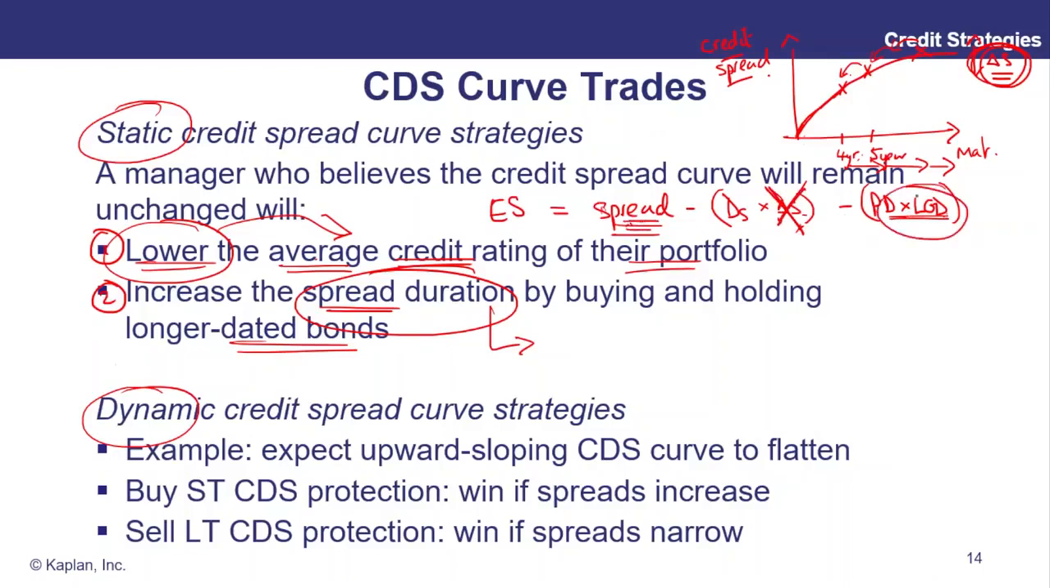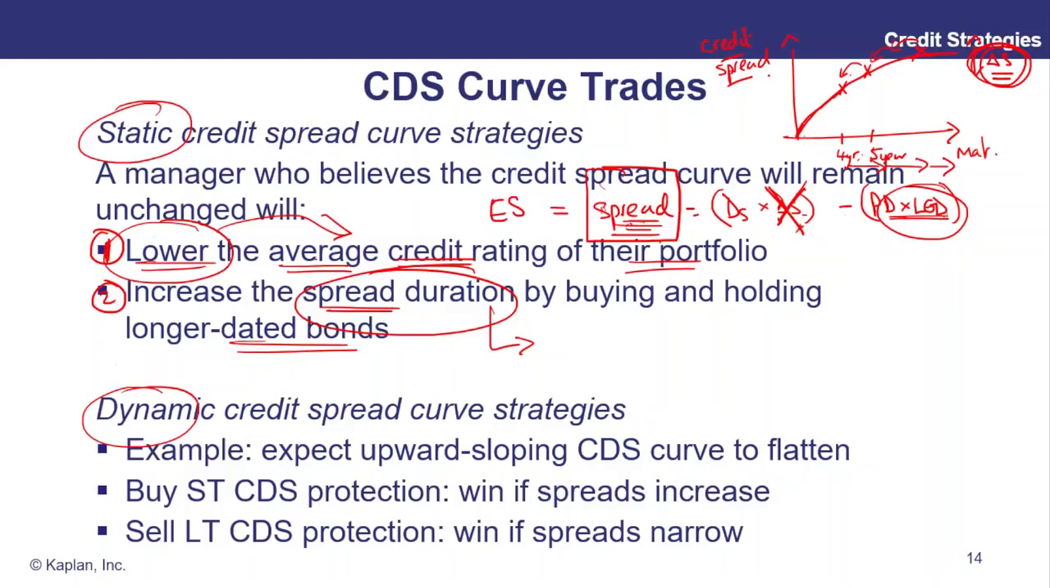Both these things, if they stay the same, you are going to earn excess return. And if you're going to earn an excess return, if you know that, why don't you just maximize the spread over these other components? And that's really what's happening here in method number 1, lowering the average credit rating of the portfolio.